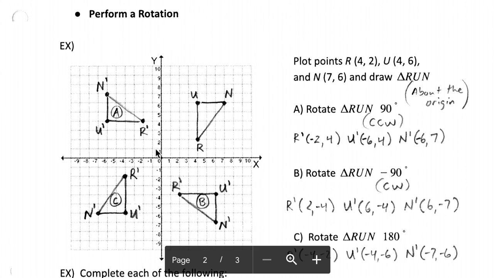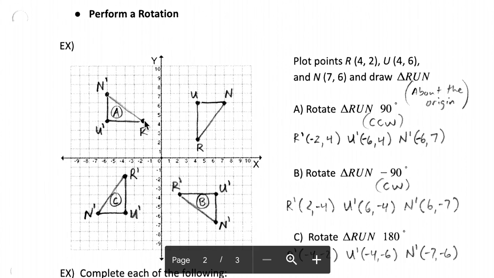But rather than using protractors, we can use our coordinate rules. So if we're going 90 degrees counterclockwise, we're going to flip our coordinates and we're going to make the left value the opposite. So taking (4, 2), we'll say is (2, 4), and then we'll make the left value the opposite, so (-2, 4). So there's our new R rotated 90 degrees counterclockwise.